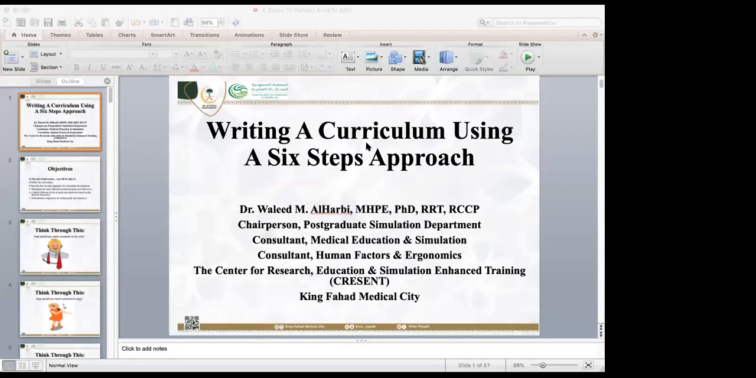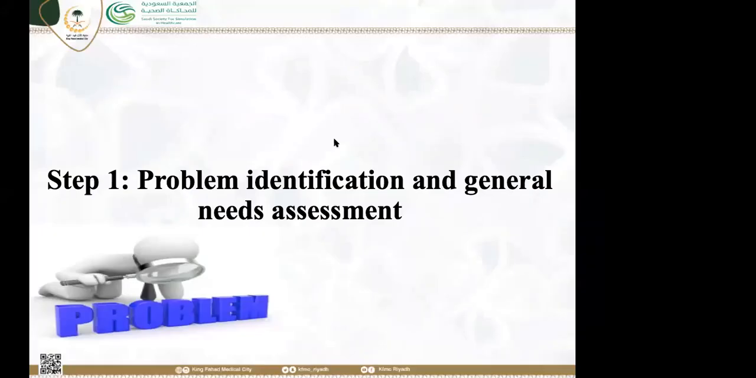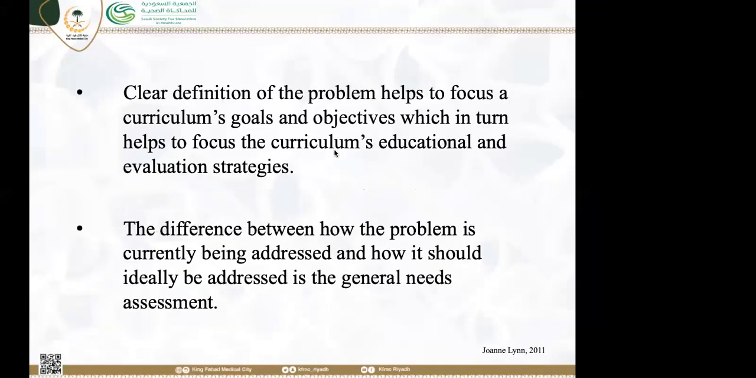We have to answer this question: whom does it affect? Either the patient, the healthcare professionals, the medical educators, the society, or the environment we are working in. When we have a clear definition of the problem, that helps us focus on the curriculum's goals and objectives, which is the next step, which in turn helps focus the educational and evaluation strategies.